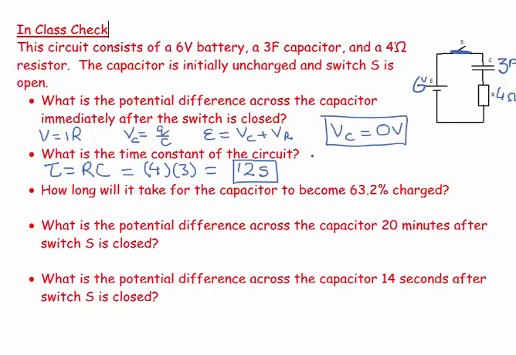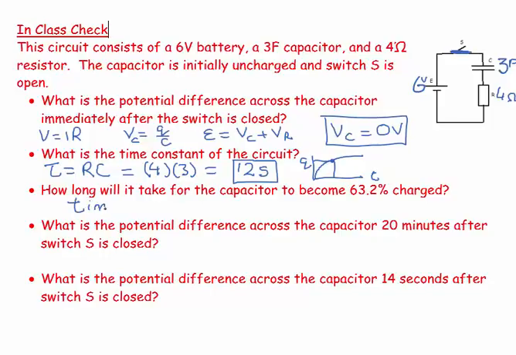What does that mean? If we look at, say, charge versus time, that gives you an indication of how quickly an RC combination will charge up, or how quickly it will discharge. It's a figure of merit. It tells you how long it takes to get to about 63% of the full charge. Next question, how long will it take for the capacitor to get to 63.2% of the charge?